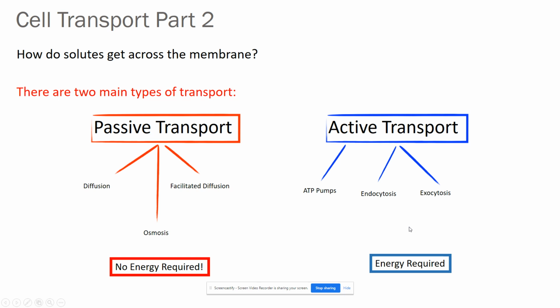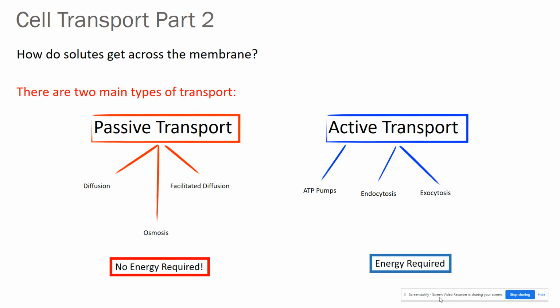All right, everybody. Last time we talked about cell membranes and cell transport and how the cell membrane is what allows certain things into the cell and keeps other things out of the cell. But we're going to talk a little bit more about specifically how things cross the membrane today.